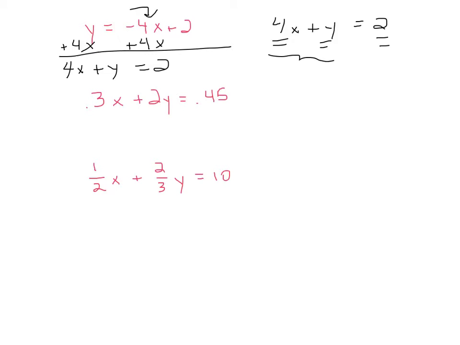Second problem, we have 0.3x plus 2y is equal to 0.45. So in this case, x and y are on the same side, so that's taken care of, but we have decimals. That's not allowed in standard form. The easy way to get rid of decimals is just to multiply by some sort of factor of 10.